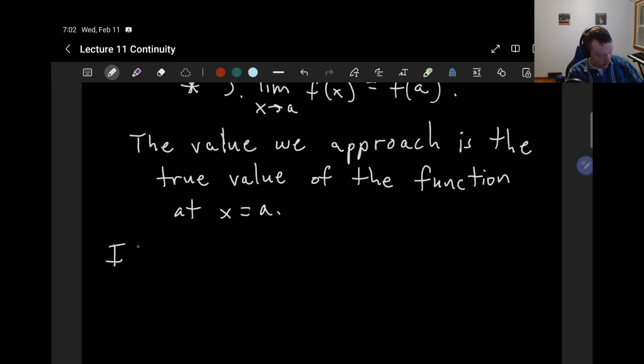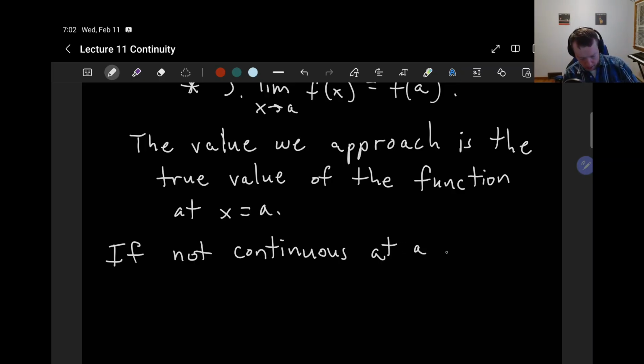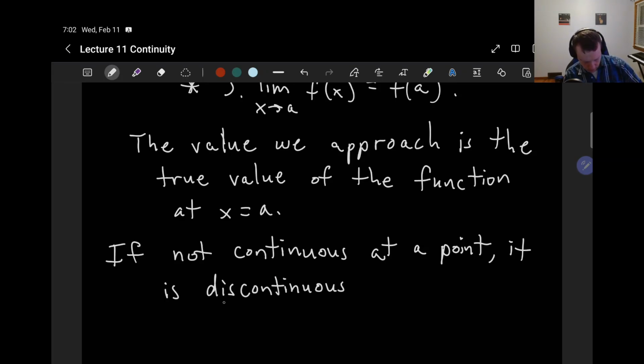So if a function is not continuous at a point, we say it is discontinuous. And again, we're talking at a particular point for now.